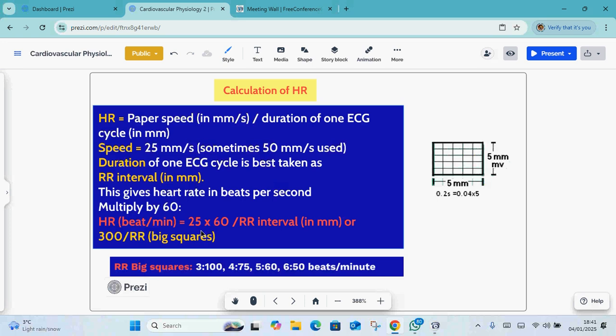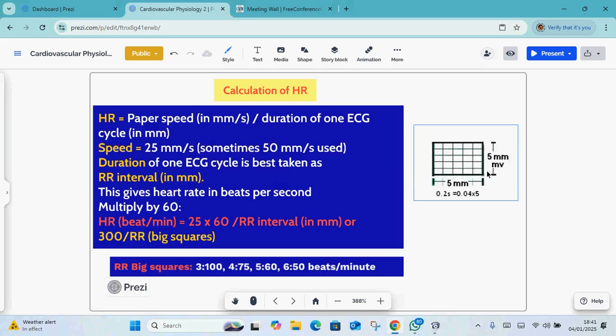25 times 60 divided by the RR interval in millimeters. To make your life easy, this is an ECG. In any ECG paper, there are large boxes and small boxes. Every large box has 25 small boxes, which are 5 by 5.